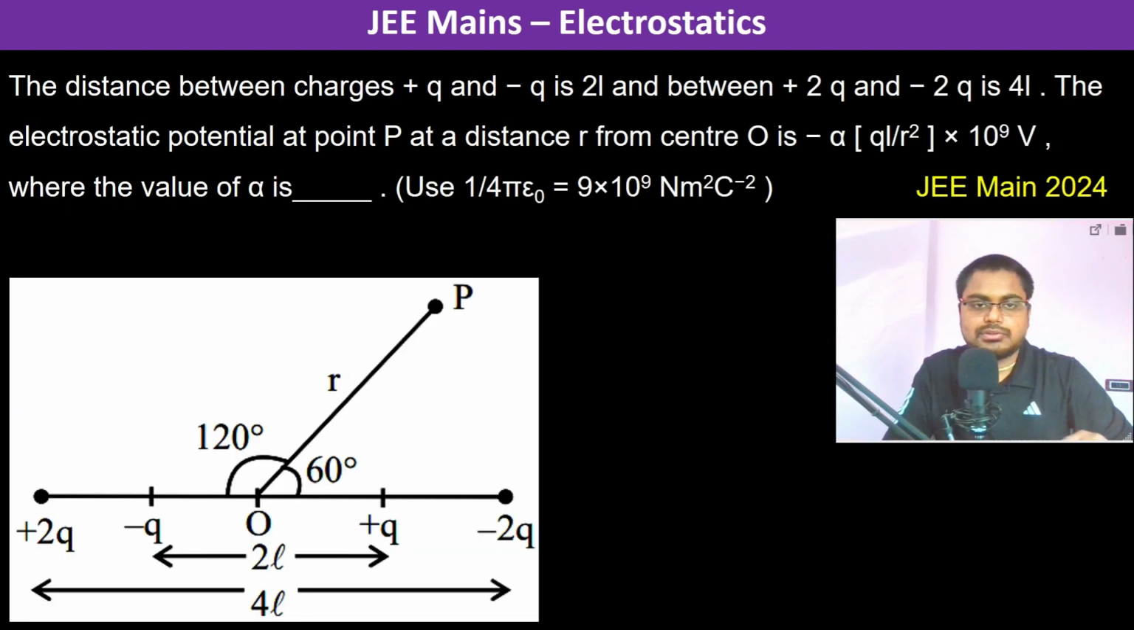Thank you very much. In the charges, plus q and minus q is 2l, and plus 2q and minus 2q is 4l. The electrostatic potential at point P at a distance r from the center O is this much, where the value of alpha is.